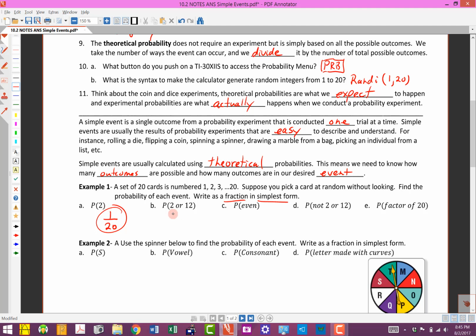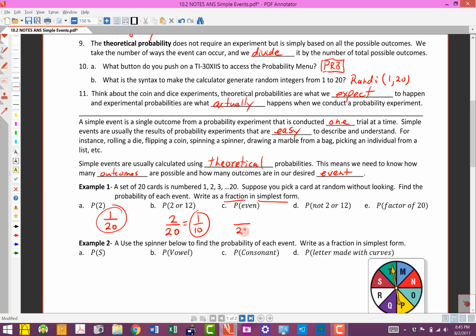Let's do the next one. What's the probability of getting a 2 or a 12? Again, there are 20 different cards we can choose from. We're going to pick one, but we only want a 2 or a 12. There are two ways that can happen. We can pull out a 2 or we can pull out a 12. So we'd reduce that to 1/10. So the probability would be 1/10. What's the probability of getting an even?